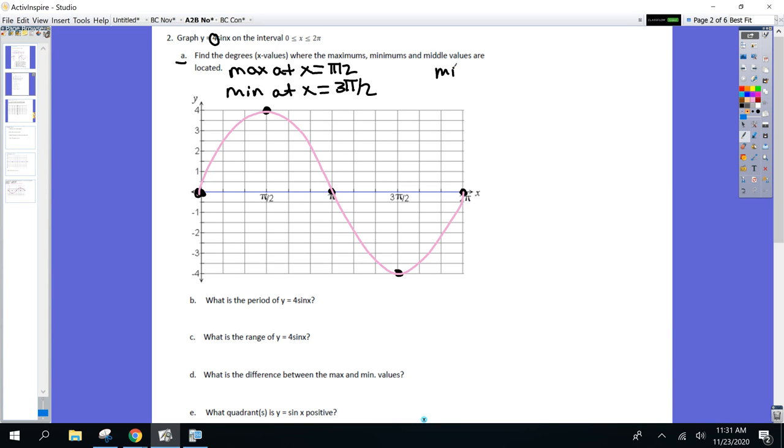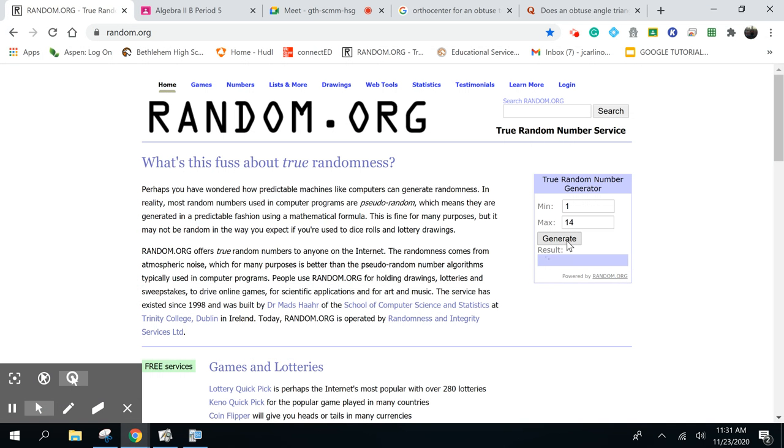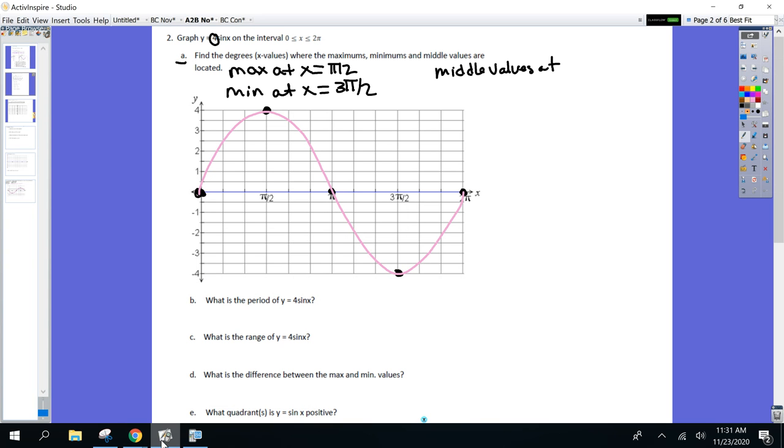So middle values at? You're going to have to give me a couple answers here, aren't you? Where are your middle values? X equals what? You're going to have to give me a couple here. Here you go, Hunter. Give me a couple values. Where did I have the middle values at? X equals? Pi, yep. Couple more. 2 pi. 2 pi, one more. 0. There you go. Good job.